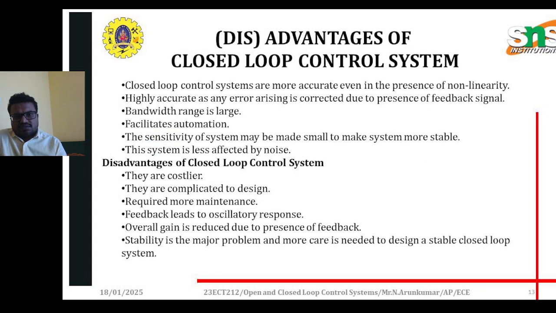Disadvantages and advantages. The advantage is that a closed loop control system is more accurate. For example, if it is used in a car and you need more AC, we can regulate the control button so that we can get more AC based on the user's car conditions. Next, bandwidth is large, and automation is also high. The sensitivity of the system is also more stable.